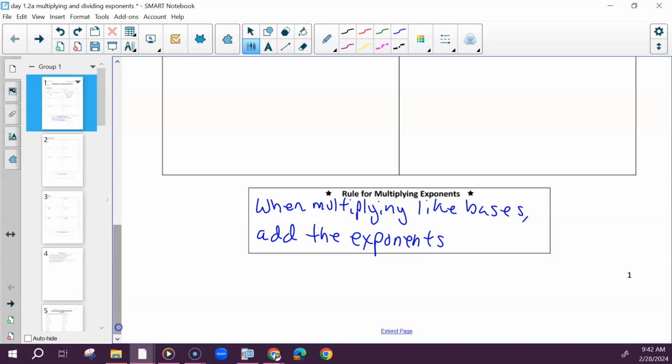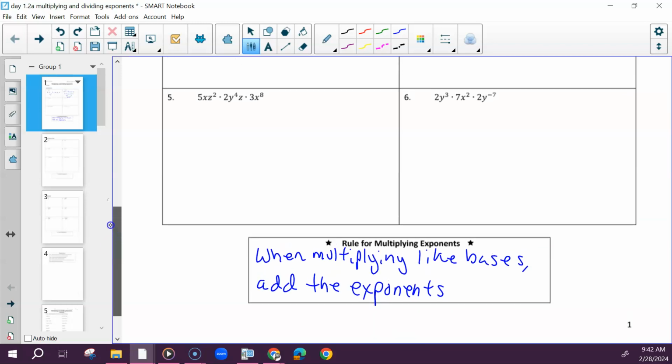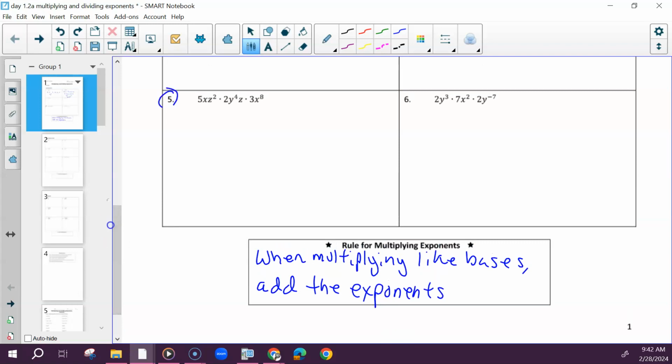So of the remaining 4, are there any we want to see, go over, or have questions about? So we're going to use this rule instead of expanding, but again, if you would like to still expand, you're more than welcome to do that. When multiplying like bases, add the exponents.